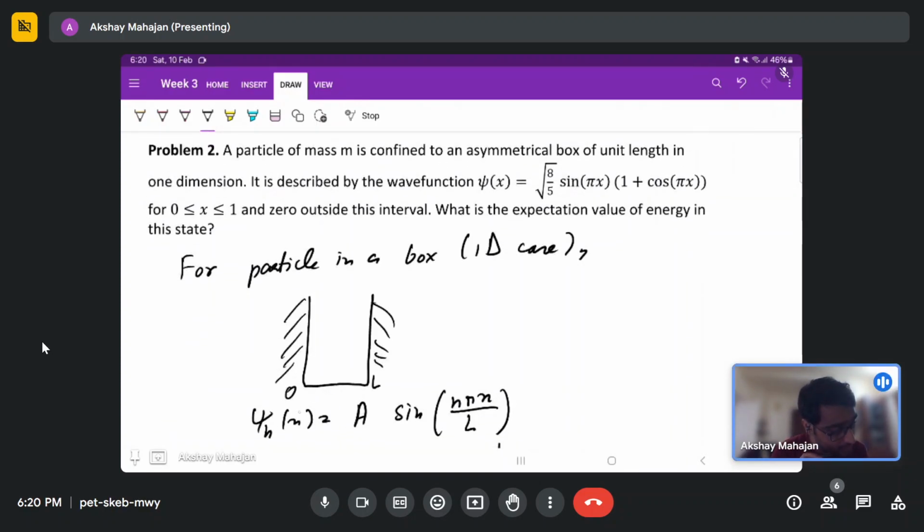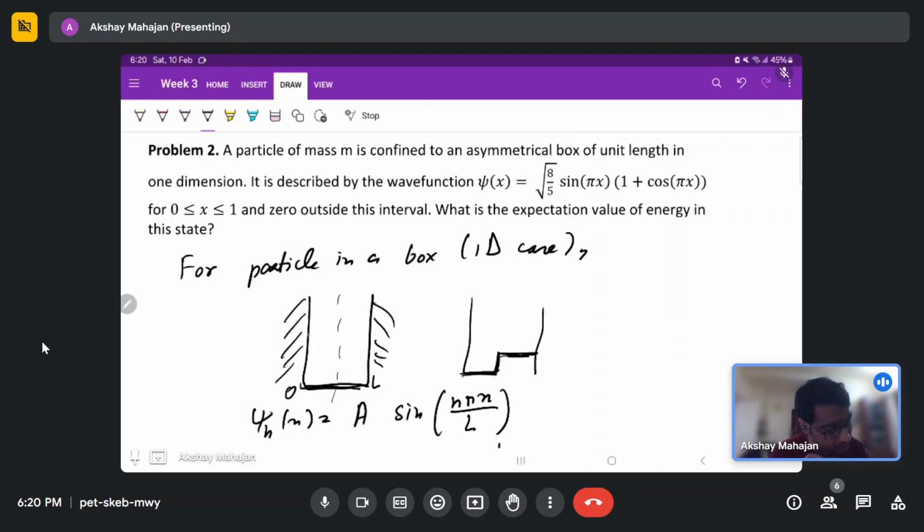Asymmetrical box means that it's not like your potential is continuously 0. Initially we are saying there is no potential, but there might be, it could be something like this, some asymmetrical stuff is happening. So there is some zero potential, and it would not be exactly symmetrical.